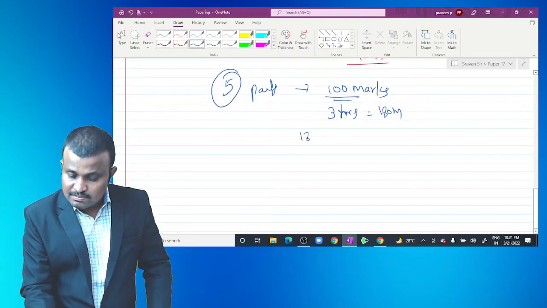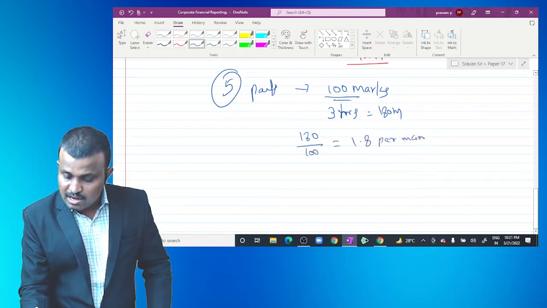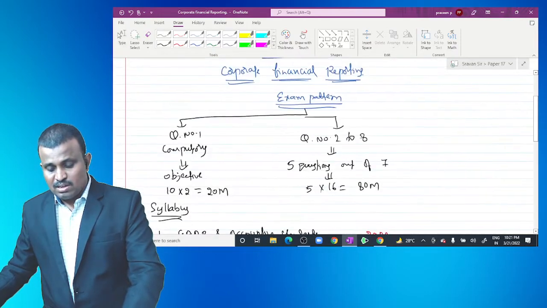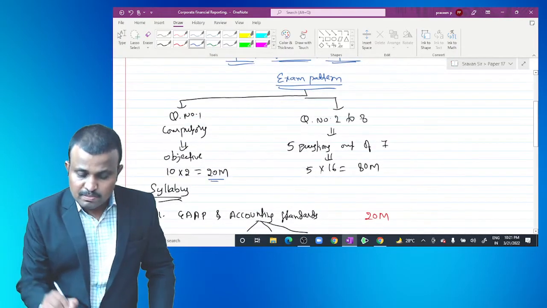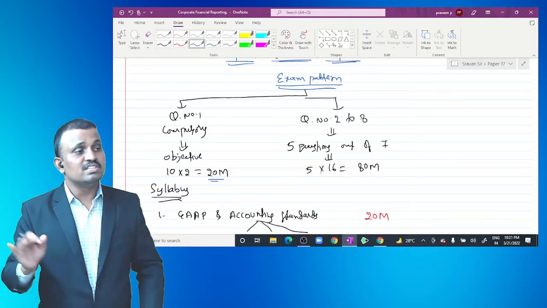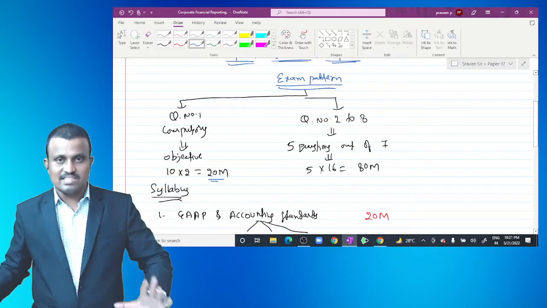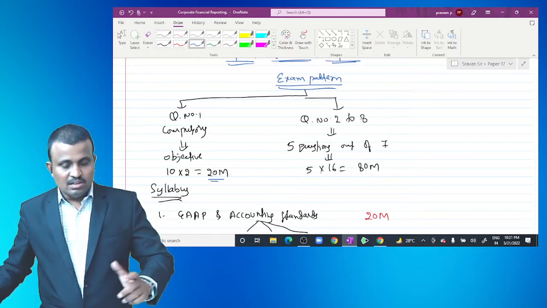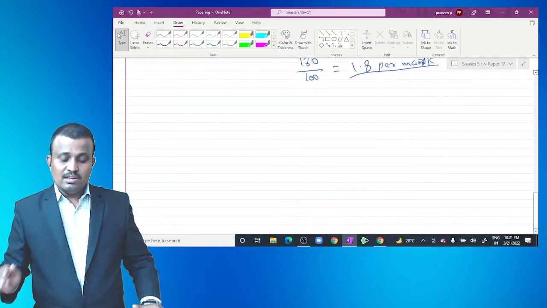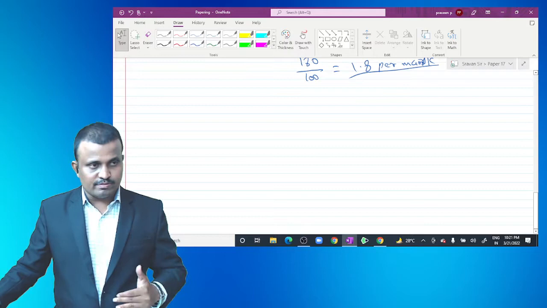The total time per mark is 1.8 minutes. For example, coming to the first question, we have 20 marks. 20 into 1.8 means 36, so we have to complete question number 1 within 36 minutes. If you prepare in that way, then you can attempt the 100 marks easily. So plan accordingly and study well based on that plan. This is the whole syllabus and the paper exam pattern relating to the CFR.